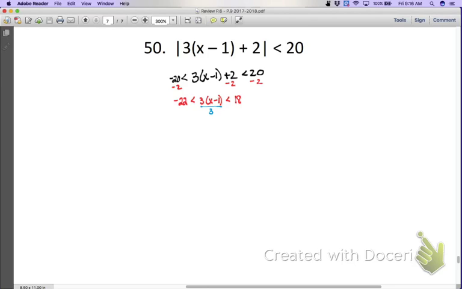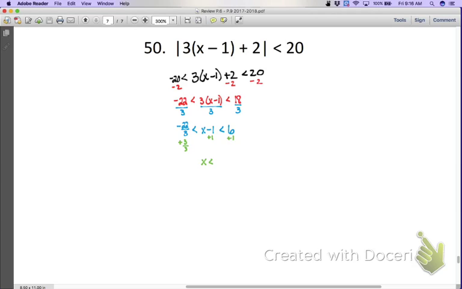Don't I just divide? So if I divide everything, now I have negative 22 over 3. I'm just going to leave it like that. Less than x minus 1, less than 6. I need to get the x by itself, so I'm going to add 1 to the middle, add 1 to the right, and then add 3 over 3 on the left. It's the same thing as 1, but I put it as a fraction just so they have like terms.